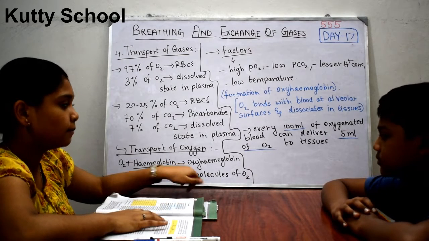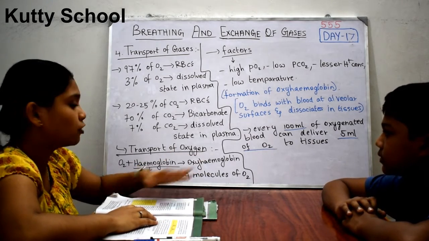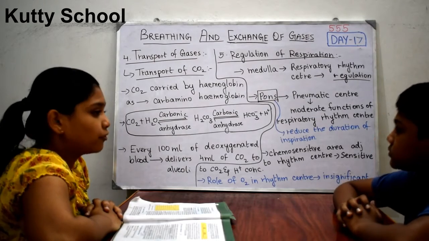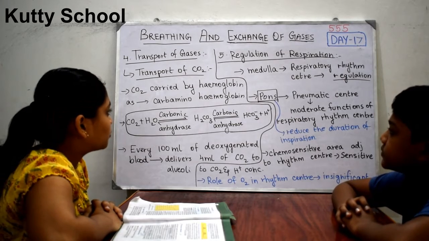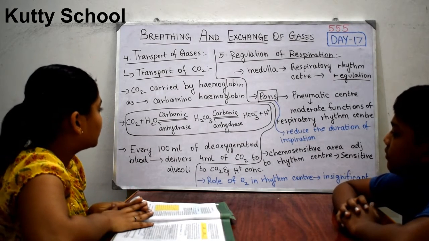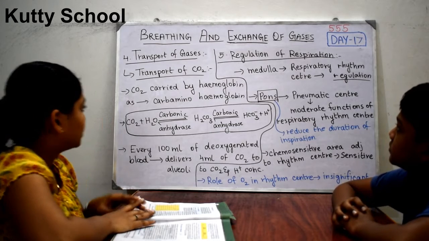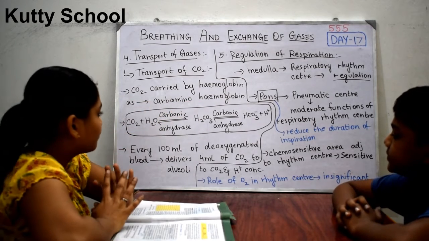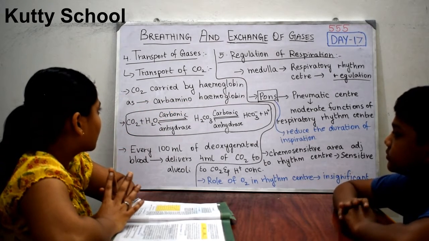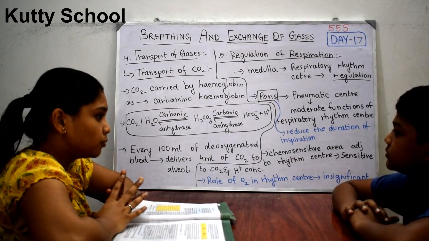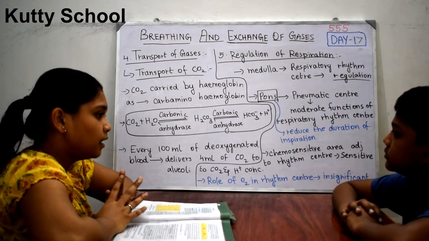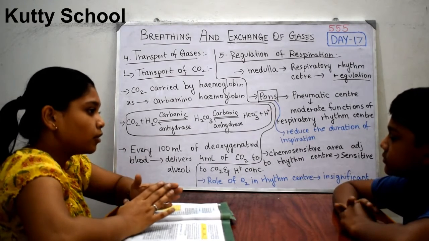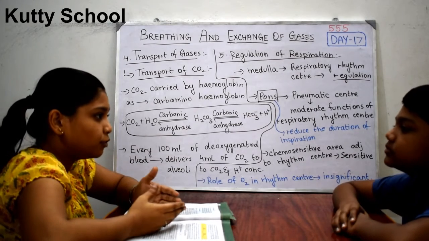Next we will see the transport of carbon dioxide. First we saw the transport of oxygen, and now carbon dioxide. Carbon dioxide is carried by hemoglobin in the form of carbaminohemoglobin. When the partial pressure of carbon dioxide is high and the partial pressure of oxygen is low, the carbon dioxide diffuses from blood to the alveoli.